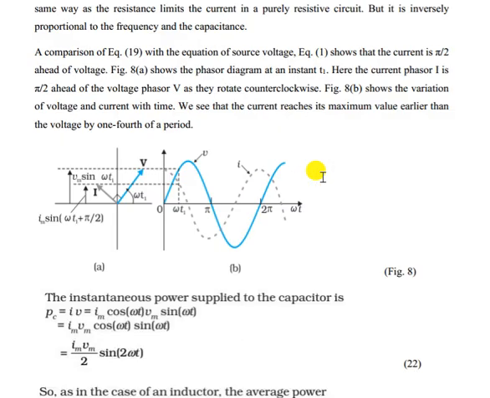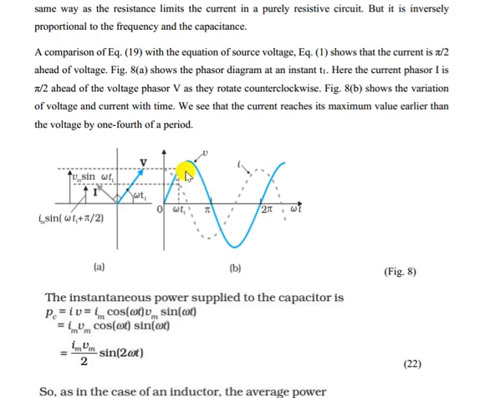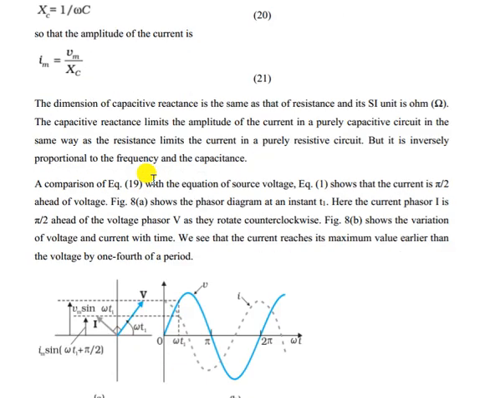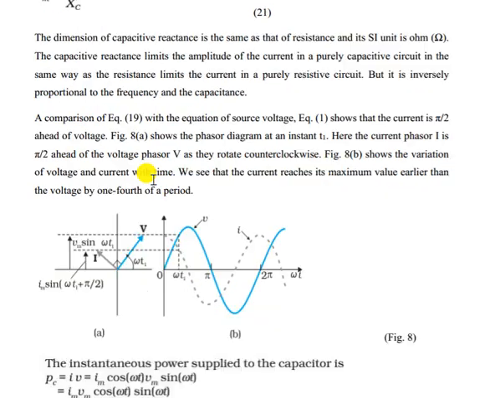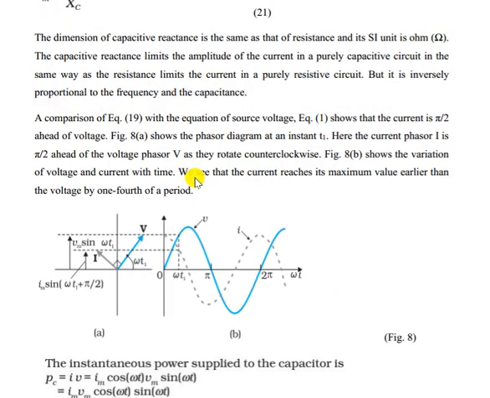Okay. Now for the plot, this is your V, and current is leading by 90 degrees. Current is leading means it should start from here at pi by 2, and it will go to maximum at the 0 position. That means it actually started pi by 2 before. That is called leading. So for an inductive circuit, current is lagging, and for a capacitive circuit, current is leading by 90 degrees. This is the pure inductive and pure capacitive circuit.